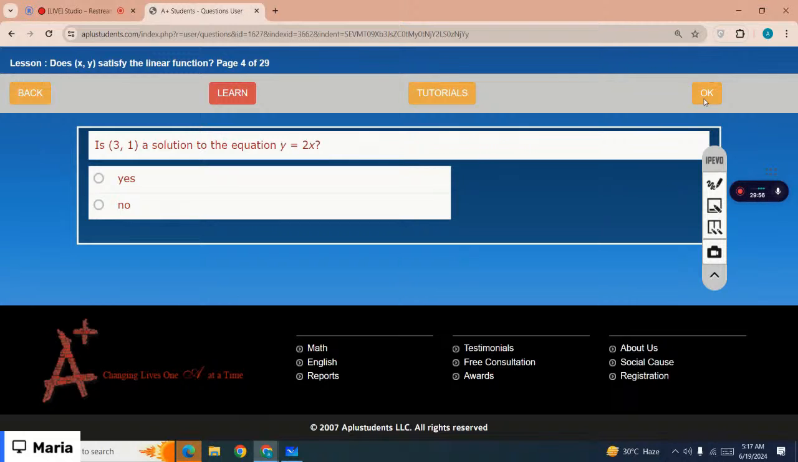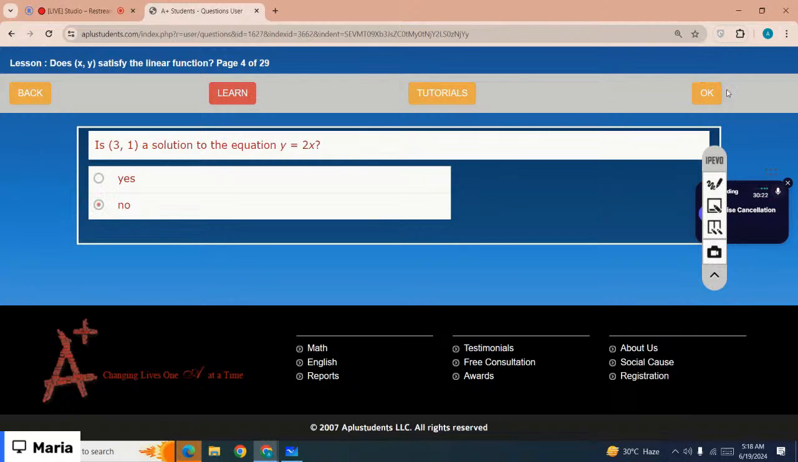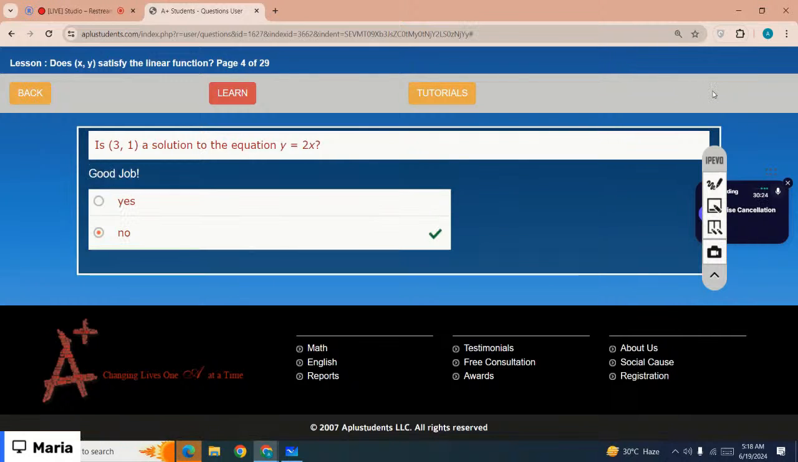Is (3, 1) a solution to the equation y equals 2x? Which is the correct option? (3, 1), sorry. X is 3, y is 1. So which is the correct option? The correct option is no, they are not equal. So the correct option is no. (3, 1) is not a solution to the equation y equals 2x.